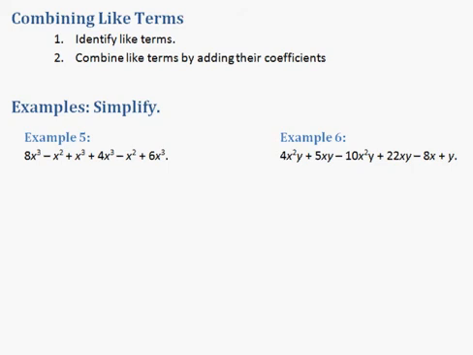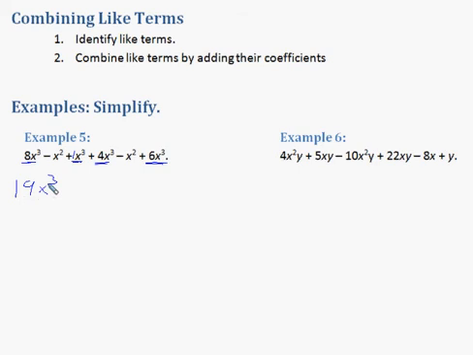So let's go ahead and look at example 5 here. We have an 8x cubed coming across, there's another x cubed. Remember, that's a 1x cubed if you want to put the 1 in there. We have a 4x cubed and a 6x cubed. So there's several cubed terms. Let's go ahead and add those coefficients. We have 8 plus 1 is 9, plus 4 is 13, plus 6 is 19. So we have 19x cubed. We don't change that exponent.